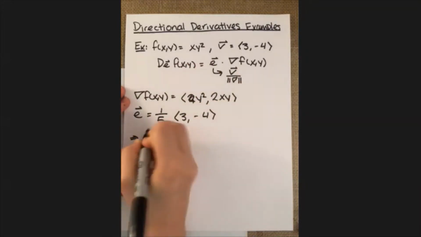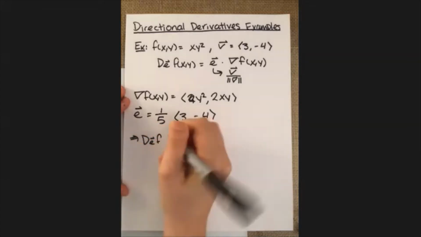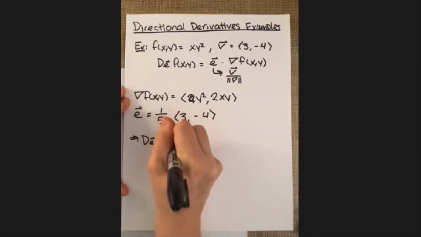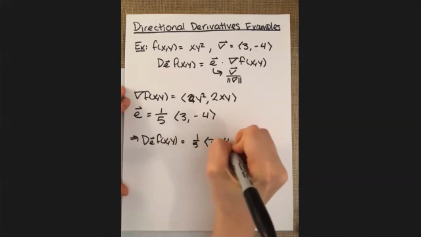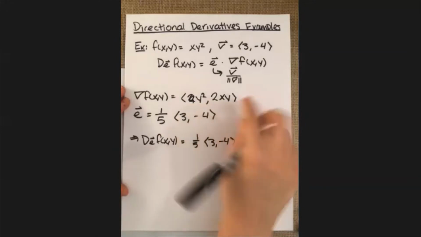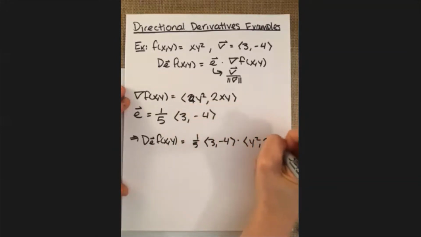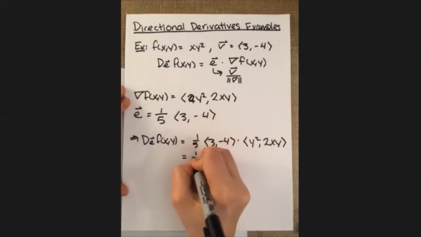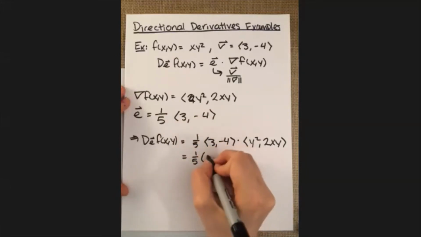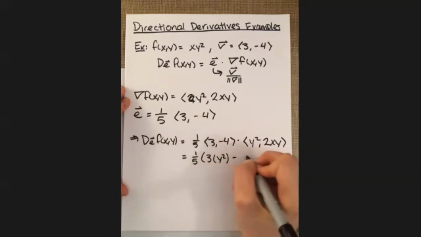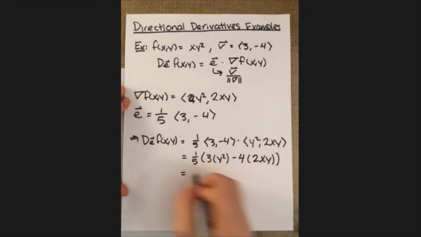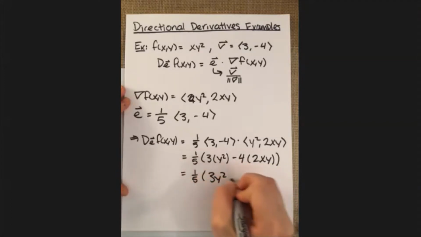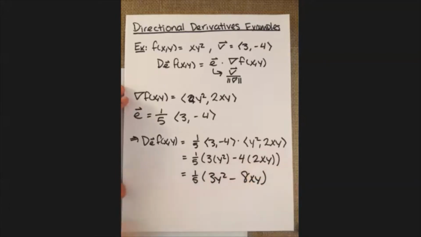So let's plug these things in. Our directional derivative in the direction of e of f(x, y) is equal to 1/5 <3, -4> dotted with our gradient <y squared, 2xy>. So that's going to be 1/5 times 3 times y squared minus 4 times 2xy. We can kind of simplify that just a little bit, and you're going to get 1/5 (3y squared minus 8xy). And that's really about all we can do with that one.